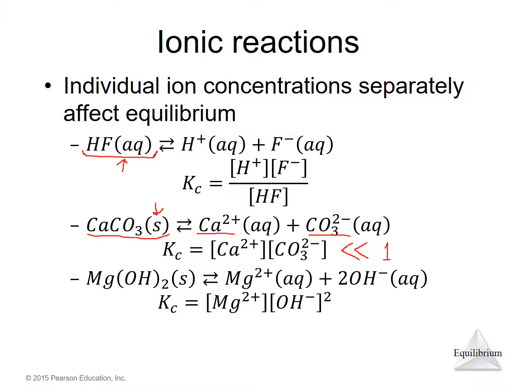Here's another example for another insoluble solid. Magnesium hydroxide solid splits into magnesium 2+ and 2 hydroxide ions. Same thing, the solid on the left-hand side of the equation is not expressed, and we write the ions on the right-hand side of the equation. Because we have 2 hydroxides here, the hydroxide concentration is squared in the equilibrium expression.